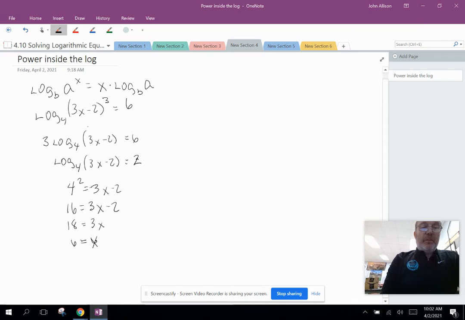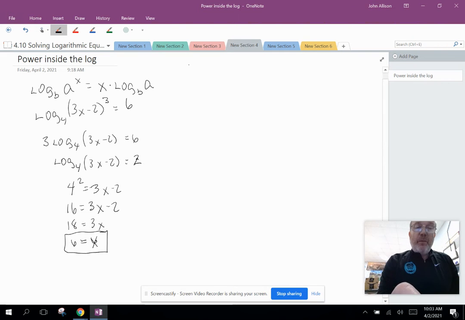And if we go back up and check and make sure that we don't get a negative inside the log, we plug 6 in, and we get 18 minus 2, or 16. This is a valid solution to the equation. But rather than having to solve a third degree polynomial equation, all we had to do is solve a simple linear equation once we use the properties of logarithms.